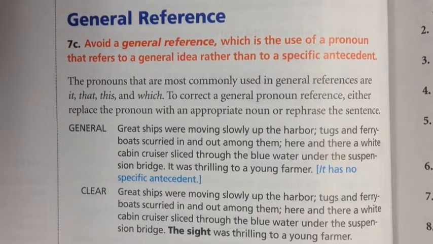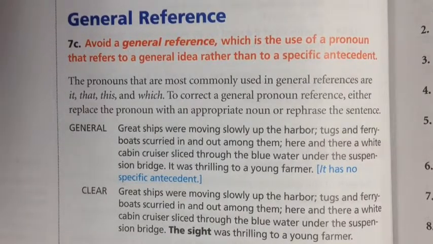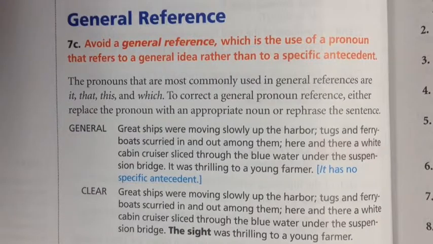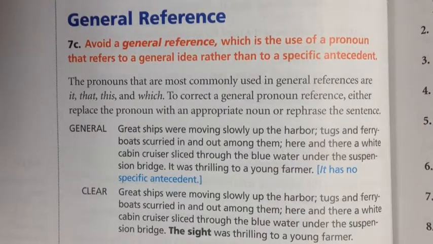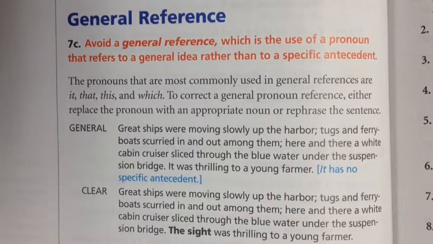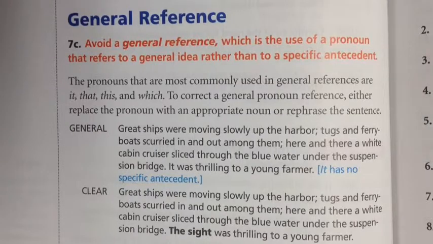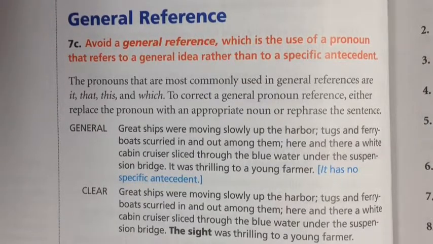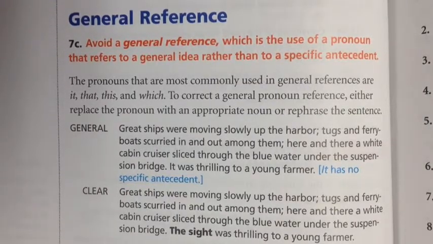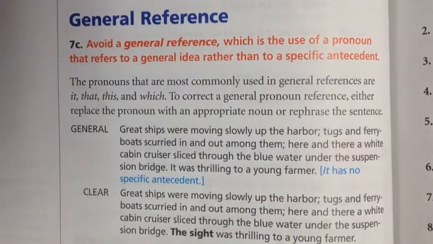Okay, so today's video is about a concept called general reference. The basic idea behind general reference is that it's bad for a pronoun to refer to a general idea rather than to a specific antecedent. A pronoun can only refer to a person, place, or thing. It cannot refer to a subordinate or independent clause. It cannot refer to a general idea. It can't do that much work.